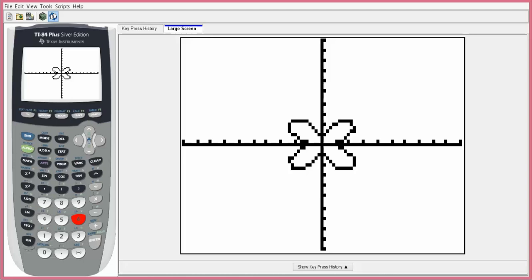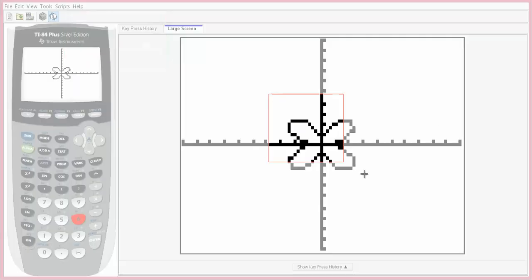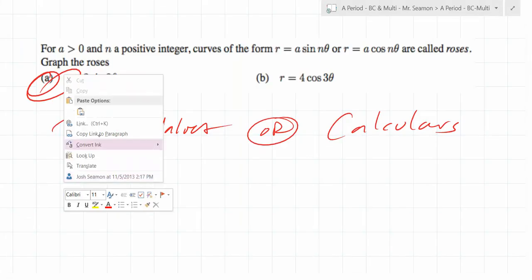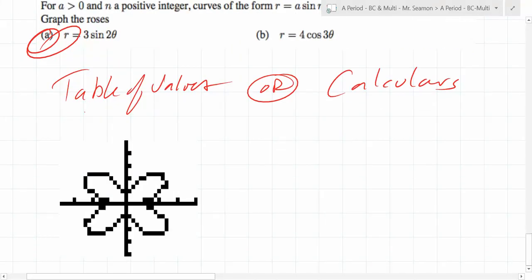So where does it start? If we had time equals 0 on this thing, what point is it at? What is sine of 0? 0. So it starts at the origin, and then it travels along this flowered path. How long does it take for it to get back to the origin? Pi over 2, because you're multiplying it by 2.